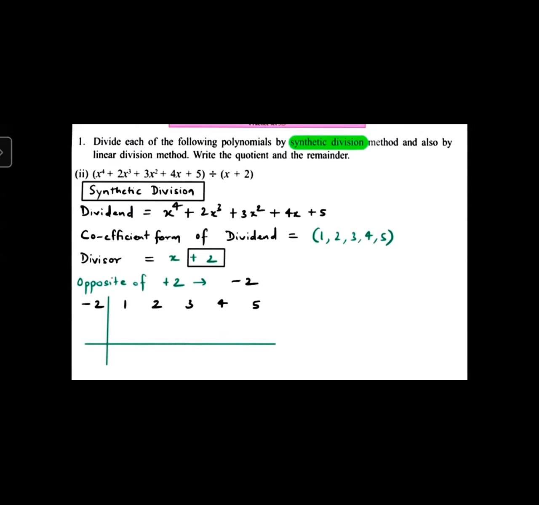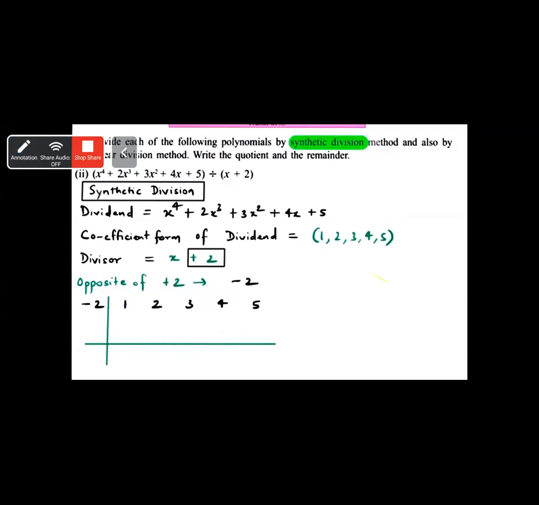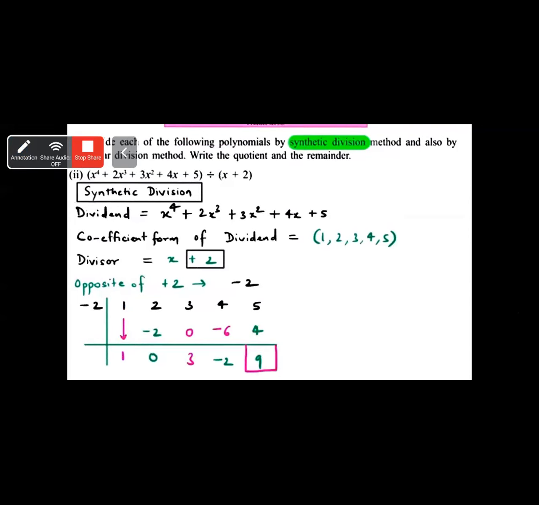Okay, so let's start with this. You have to write 1 as it is over here. 1 multiplied by -2 is -2. 2 minus 2 is 0. 0 multiplied by -2 is 0. Don't get stuck over here if you are getting 0 in between. You will get the number next to it. 3 plus 0 is 3. 3 multiplied by -2 is -6. 4 minus 6 is -2. -2 into -2 is -4. 5 minus 4 is 1. As you can see here, your remainder is 1. Okay, sorry, here we have got 9 as the remainder.